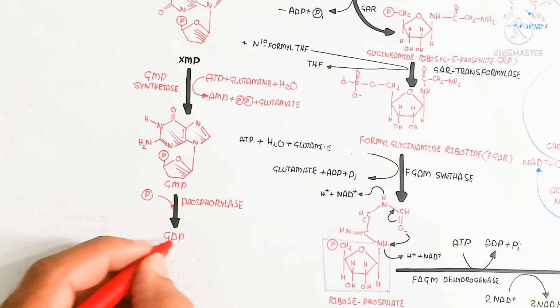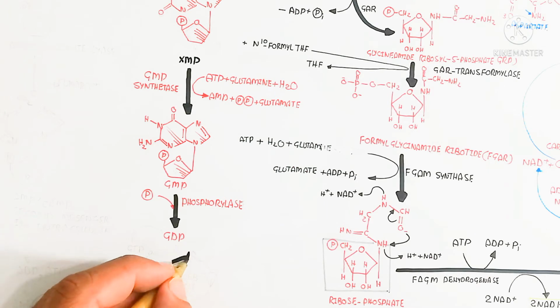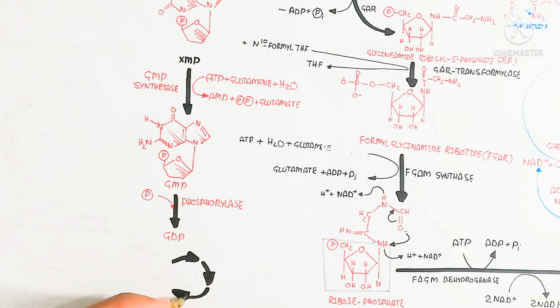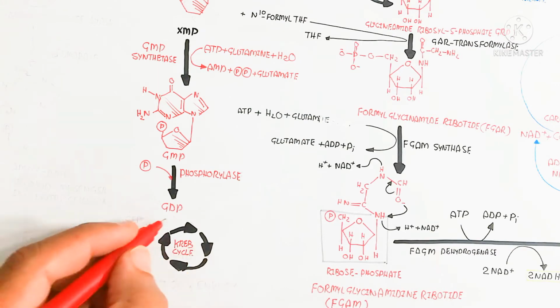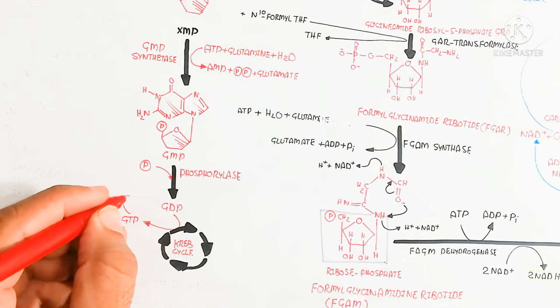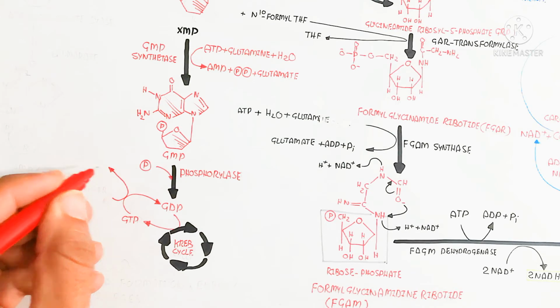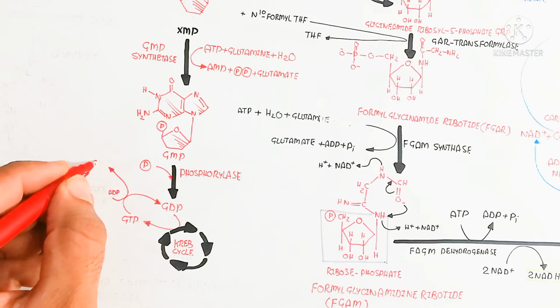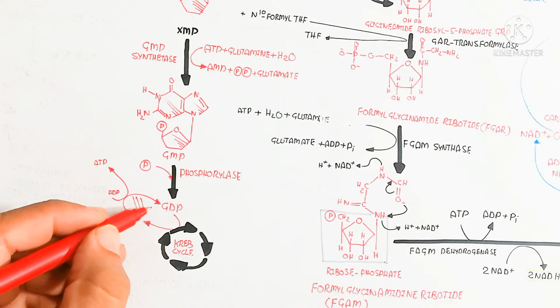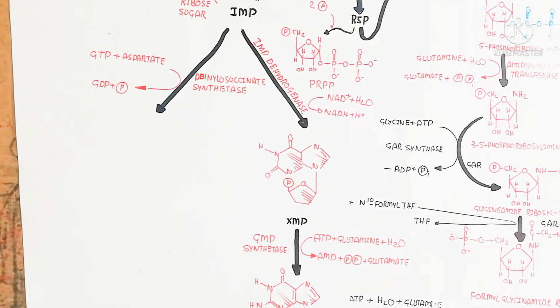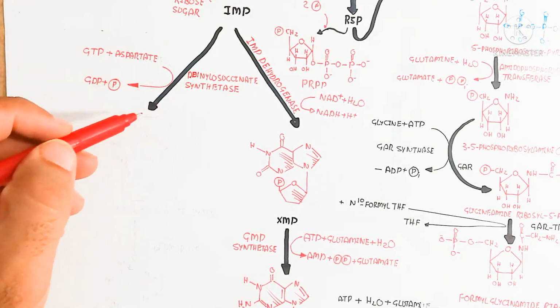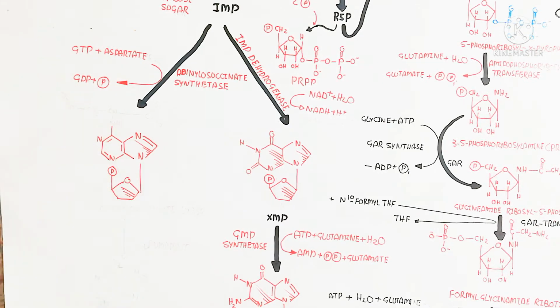Then phosphorylation makes it GDP, and this GDP is converted in the Krebs cycle into GTP, and this GTP gets its phosphate group from the ATP. So the ATP will be formed. This GDP is converted into GTP in the Krebs cycle, and after this the GTP donates the phosphate group to the ATP. So that is the important thing.